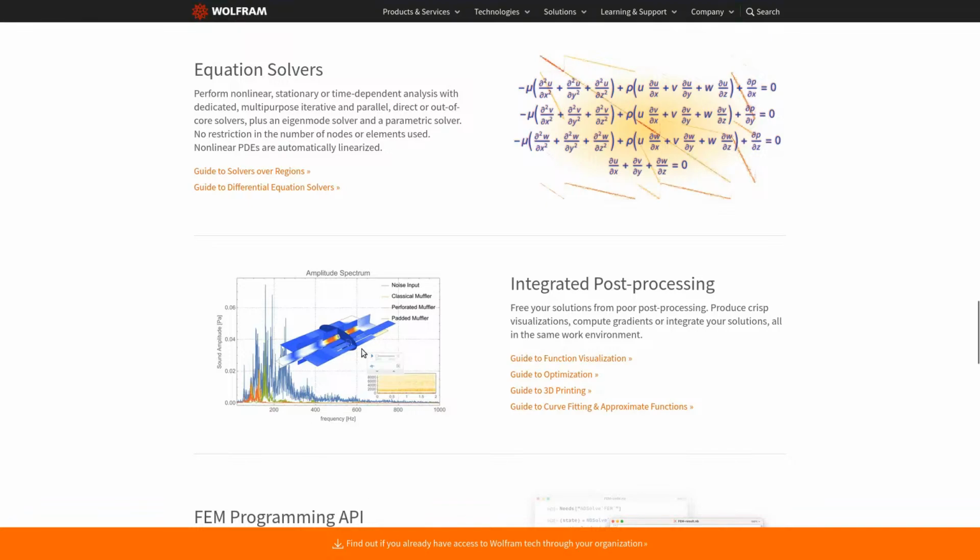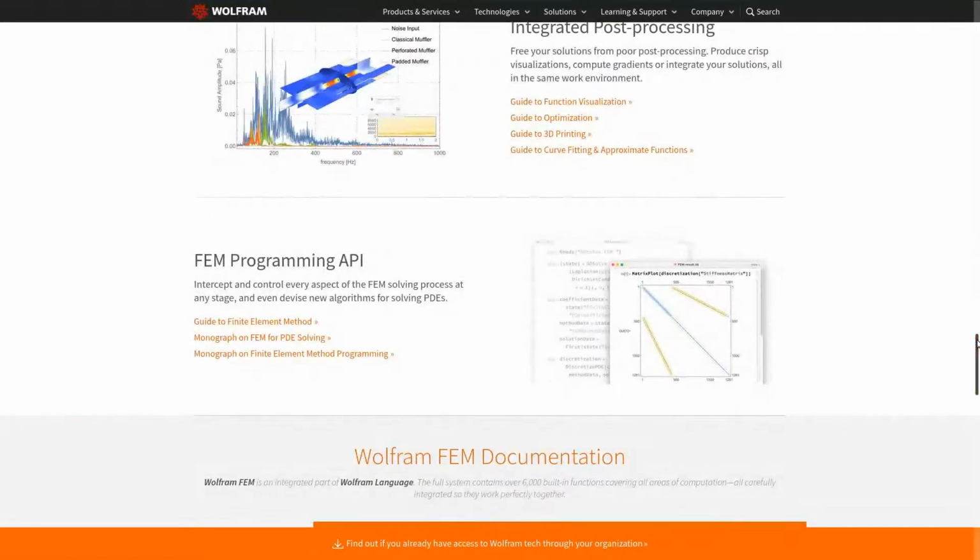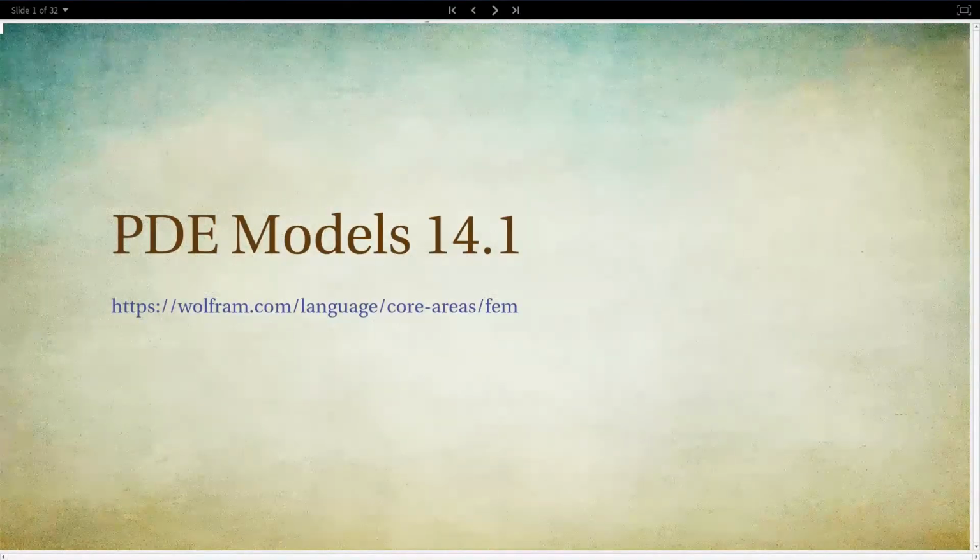So you have an analysis of a specific muffler in this case. You can do the audio analysis. You can actually listen to the solution of your PDE model in this case. And for people that really want to get their hands dirty, you can actually also do finite element programming. Right, so let's get back to the presentation.